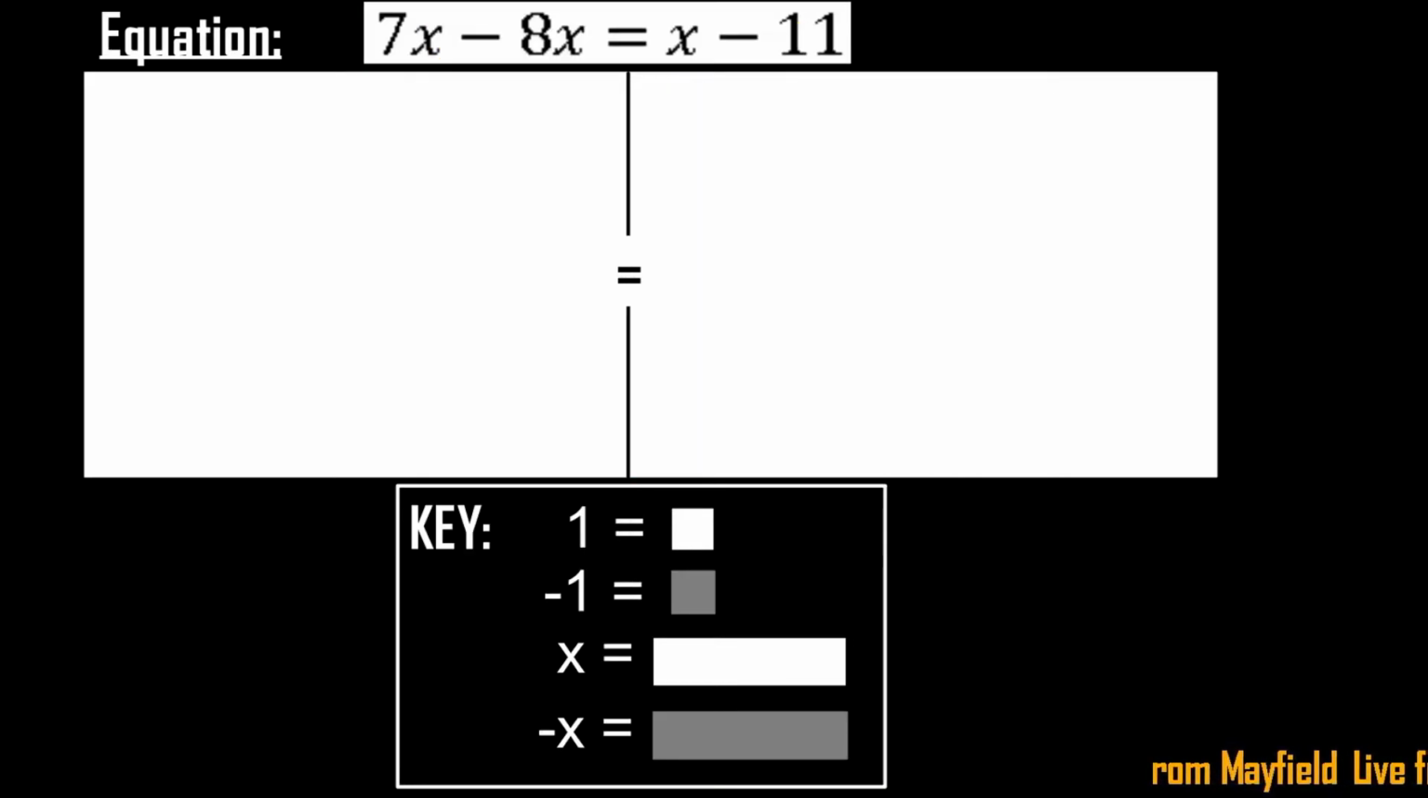Alright, so one last time with the picture, and this should actually say, I believe it's 7 minus 8x, yeah, that's what it should be. So let me save that real quick. Alright. So it has 7 minus 8x equals x minus 11.